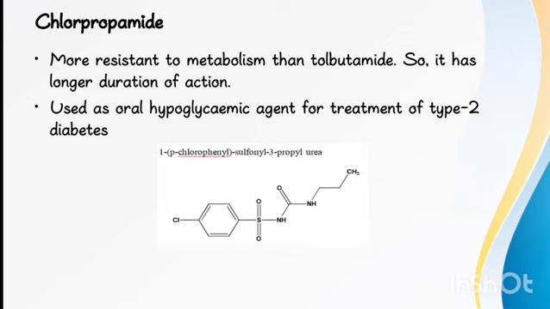Chlorpropamide. Chlorpropamide is a sulfonylurea. It is more resistant to metabolism than tolbutamide. So it has a longer duration of action and it is used as an oral hypoglycemic agent in type 2 diabetes.